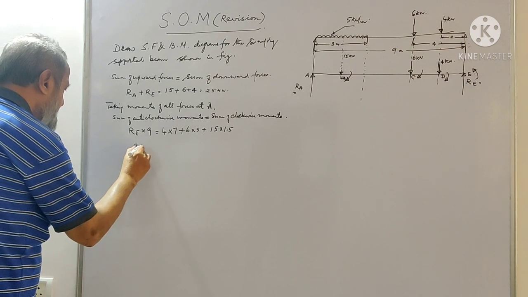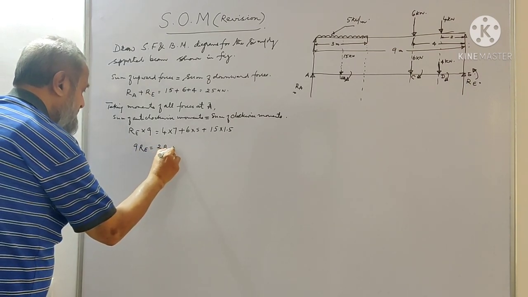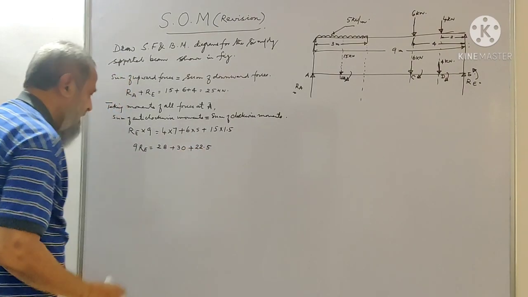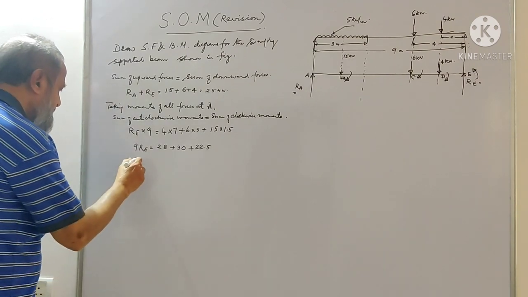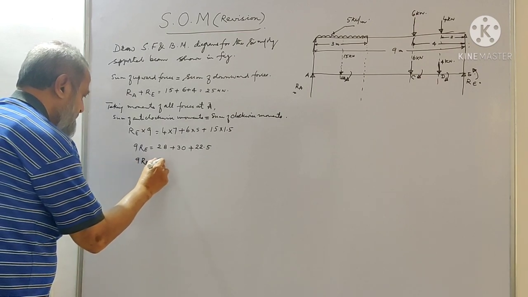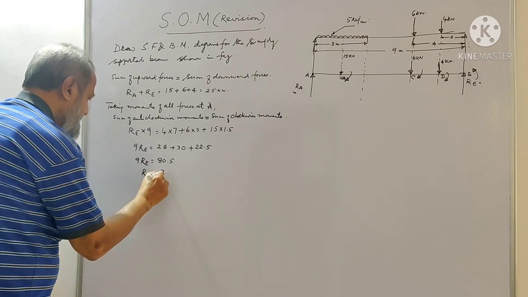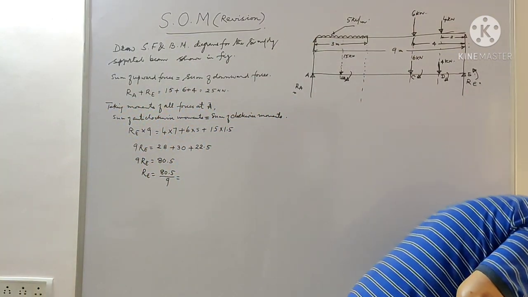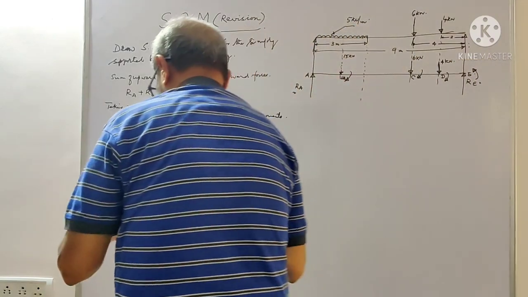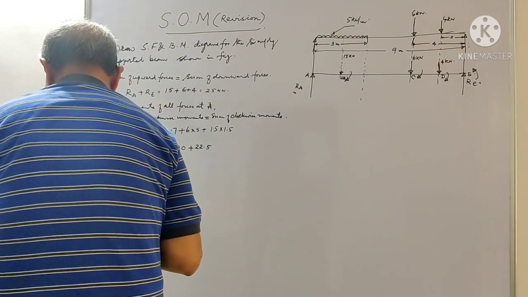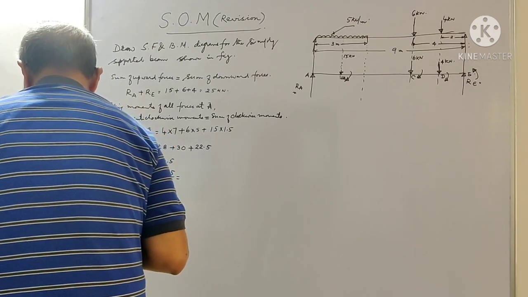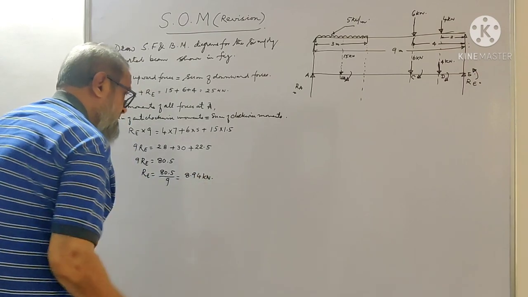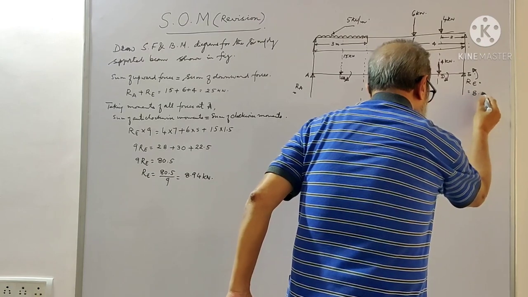So 9 Re will be equal to 28 plus 30 plus 22.5. 9 Re is equal to 80.5. So Re will be equal to 80.5 by 9. It is slightly less than 9 kilonewtons, because 9 nines are 81. So let us see how much it is. 80.5 divided by 9 will give me 8.94 kilonewton. So Re is 8.94 kilonewton.